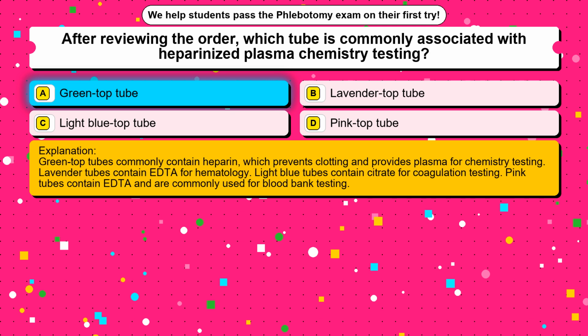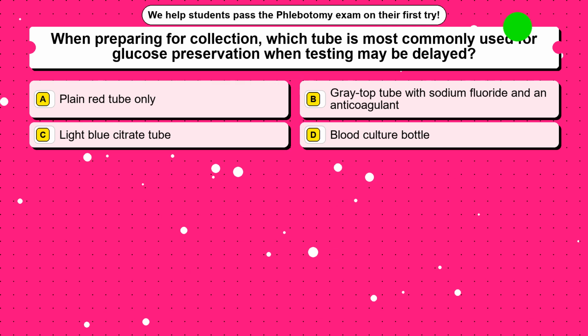Question 50. When preparing for collection, which tube is most commonly used for glucose preservation when testing may be delayed?